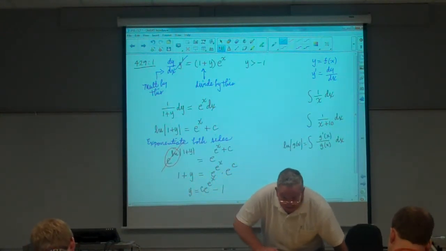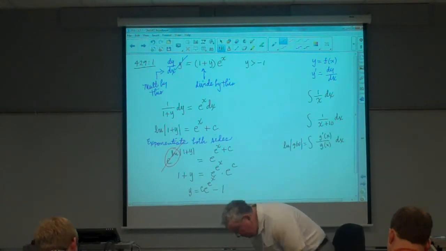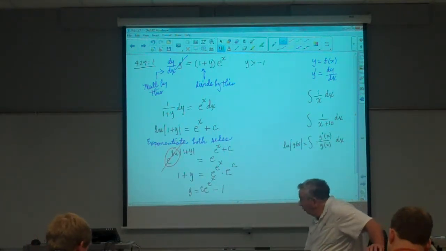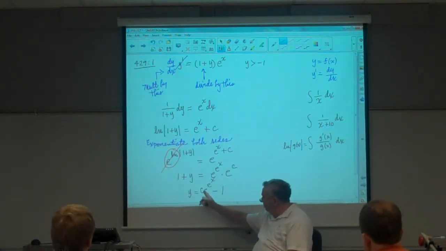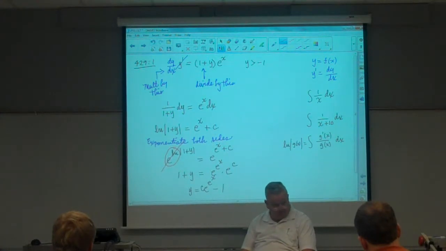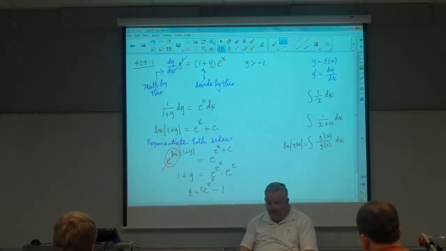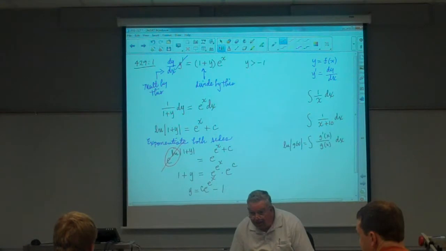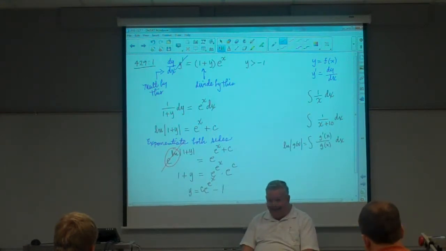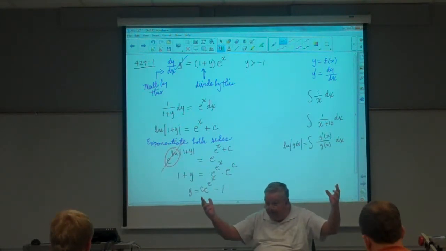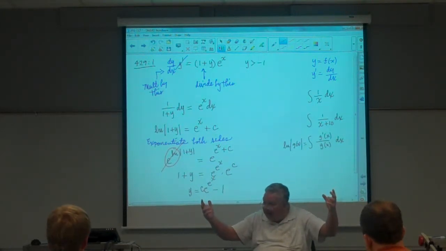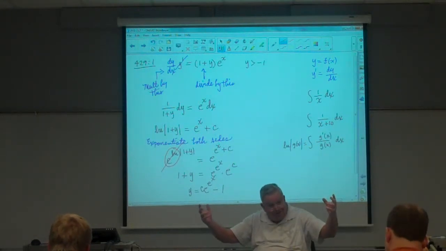Anybody want to explain to the class why the old man thought he could get away with calling e to the C just C? It's the exponential of... Travis, what? Just another arbitrary constant. Yeah, if I take the exponential function and raise it to some arbitrary number, any number I pick, doesn't that mean that I'll get some arbitrary number?